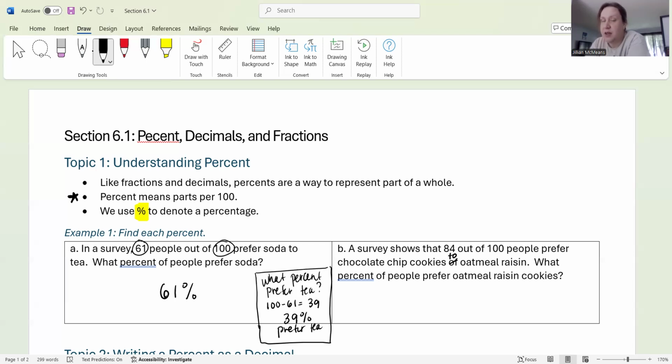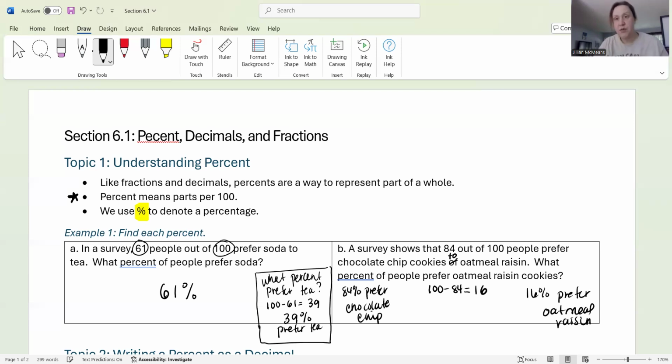So this is kind of like the previous example where we looked at how many people prefer tea. We know 84% prefer chocolate chip cookies. Of those 100 people that we were investigating, we know that 84 prefer chocolate chip. How many of them actually preferred oatmeal raisin? Well, we would take 100, subtract 84, and we would be left with 16. So that tells us that 16% of people prefer oatmeal raisin.